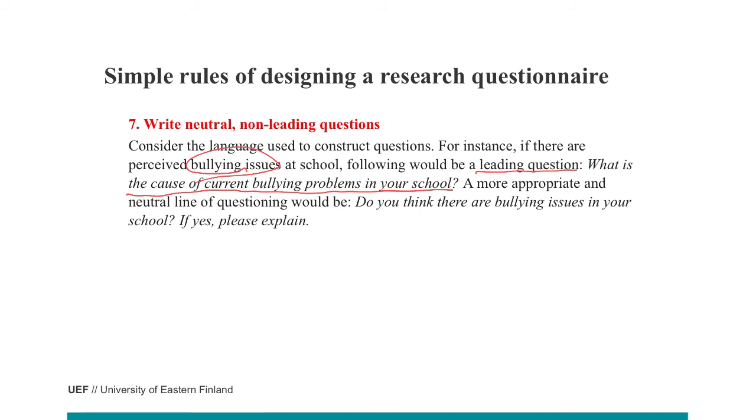So the respondents' perception of bullying is already led by this question, that bullying is already happening there. A more appropriate and neutral line of questioning can be like, do you think there are bullying issues in your school first? Then if yes, please explain. And if no, go to the next question. So using neutral and non-leading questions is really important in designing the questionnaire.